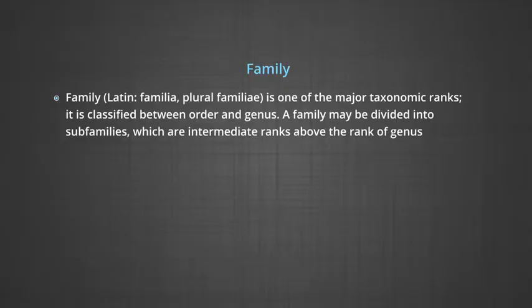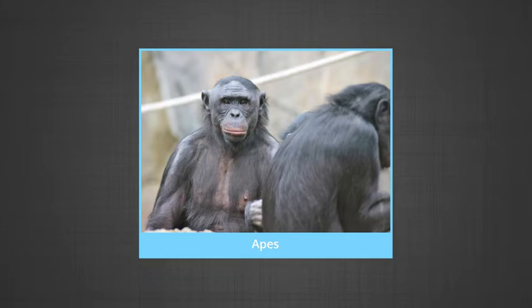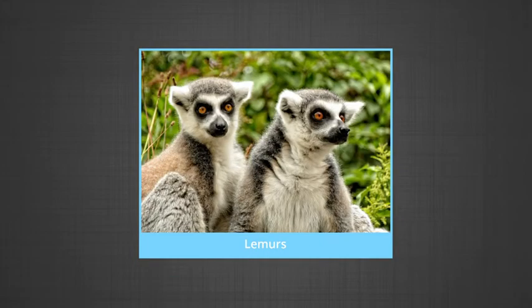Family. Family is one of the major taxonomic ranks. It is classified between order and genus. A family may be divided into subfamilies, which are intermediate ranks above the rank of genus. Family then designates a category of classification that is fairly precise. For example, family would include categories such as apes and lemurs. They are similar, so within the primate order, the family of apes occurs.